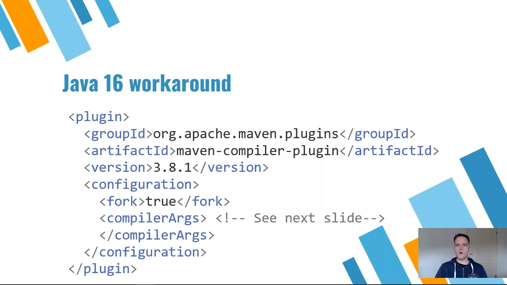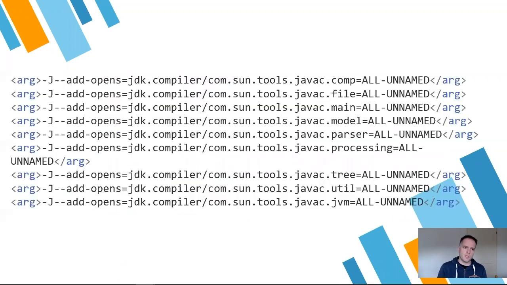If you have dependencies which aren't upgraded, or if you have code yourself that uses those JDK internals, then there is a workaround by specifying some compiler arguments in the Maven compiler plugin. Basically, these arguments can be used.